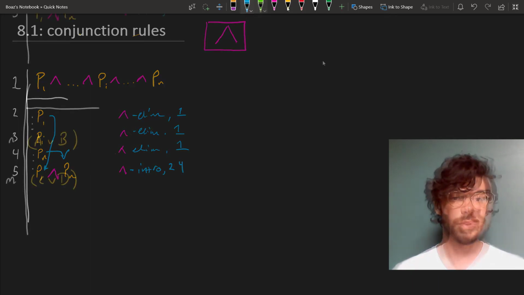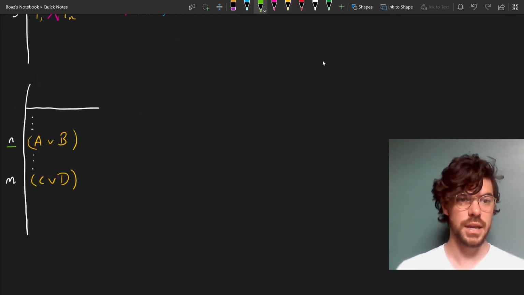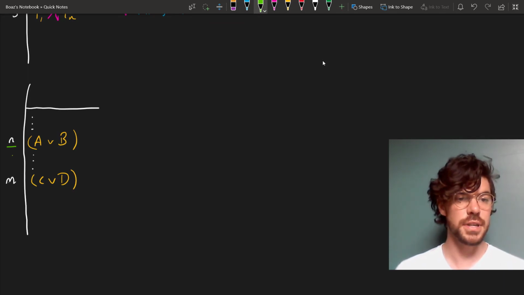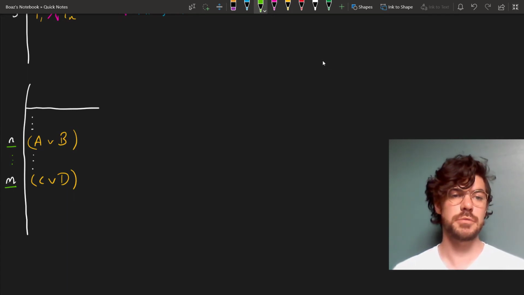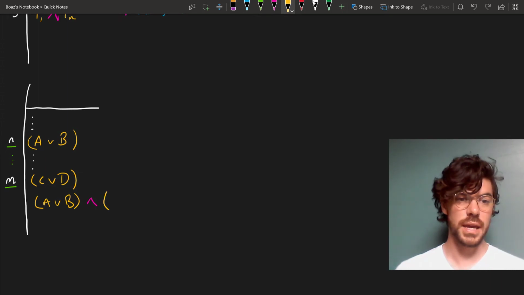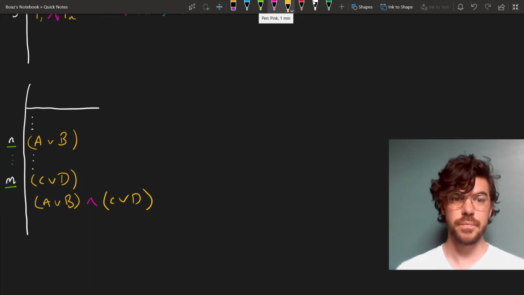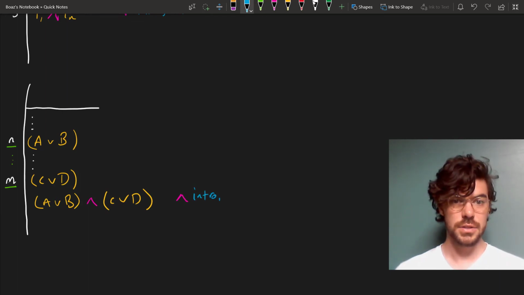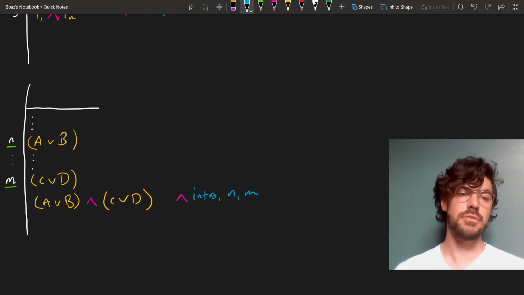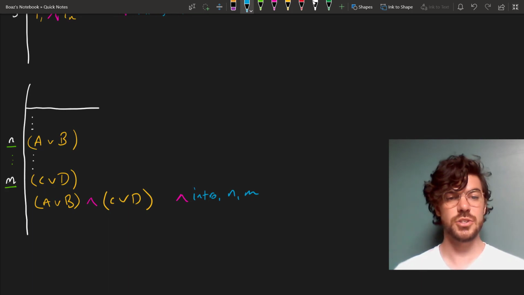Suppose, for example, that on some line, call it n, we derived the disjunctive pair A or B, and then further down on some other line, call it m, we derived another disjunctive pair C or D. Well, then we can apply conjunction introduction to make the following conjunctive string combining the two of them. This will be and intro, and our lines are n and m over here. And those are the lines we use to justify the application of this rule. So here we have introduced a conjunction of these disjunctive pairs.